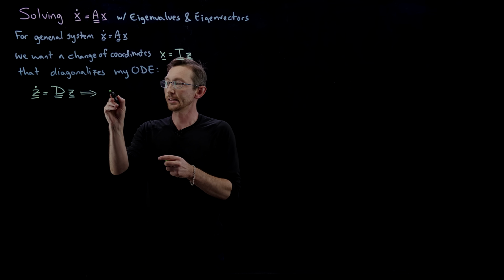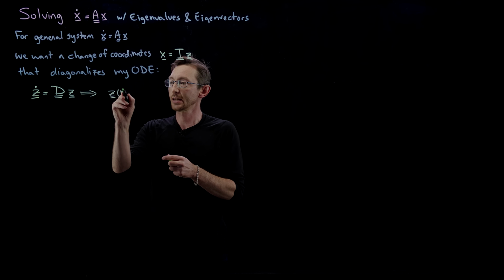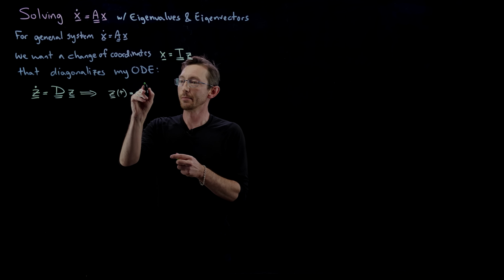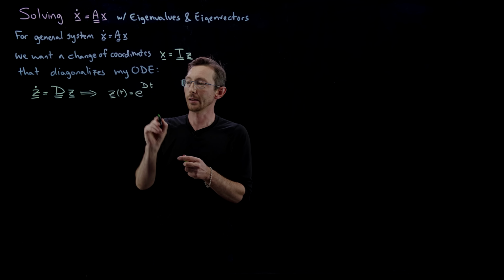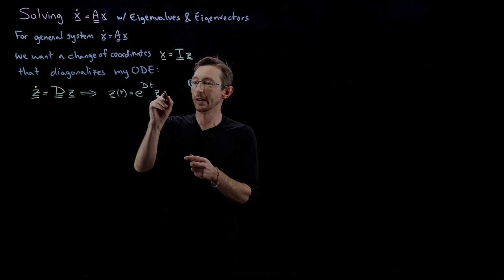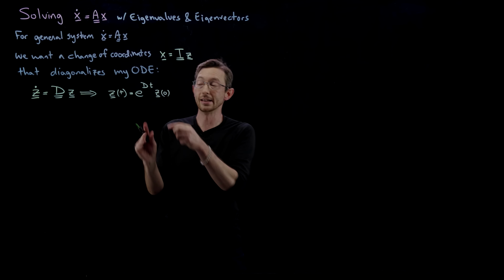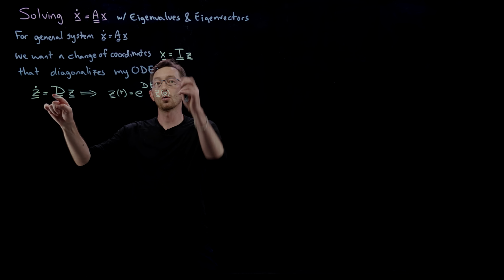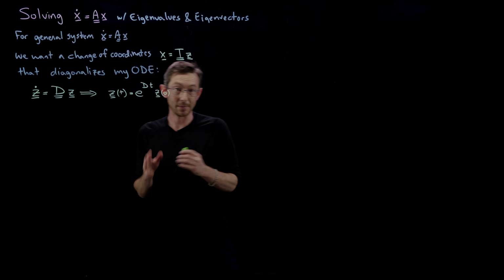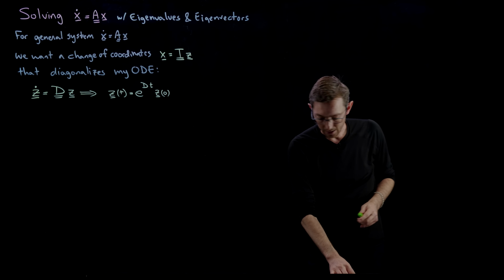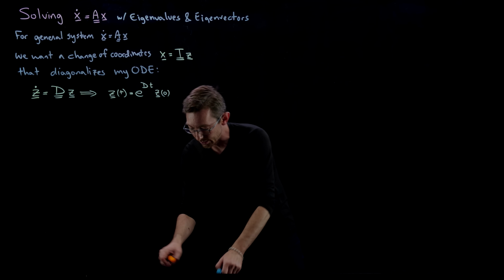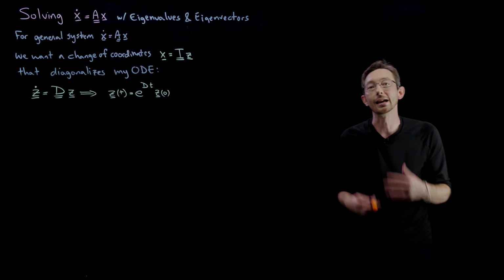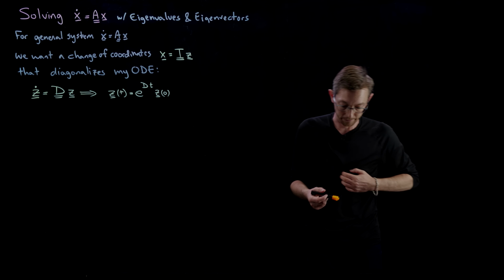We know how to solve this. Z as a function of time is e to the matrix D times time, times my initial conditions. I know how to solve this. This is easy to solve. We just did it. So now I'm going to try to find this coordinate transformation that diagonalizes my system, and we're going to derive the eigenvalue and eigenvector equation.